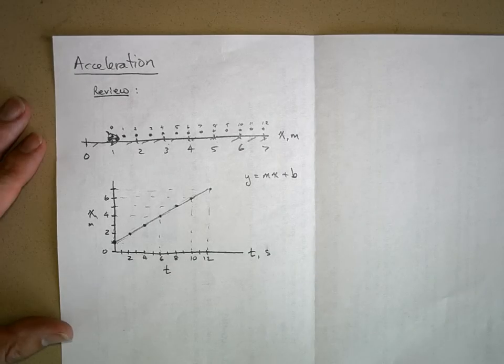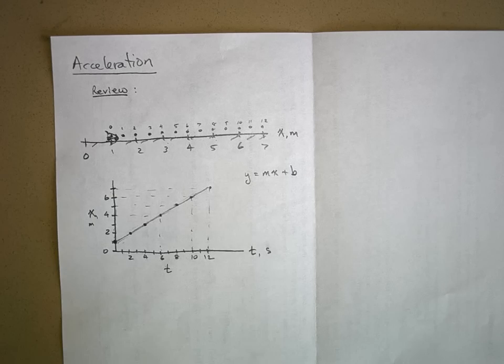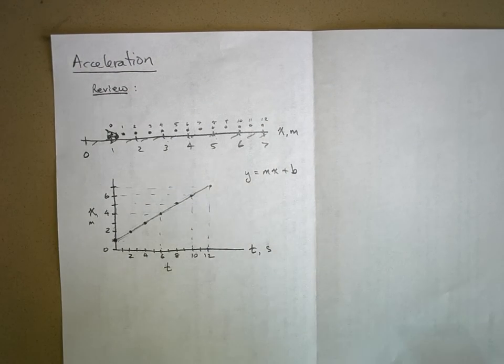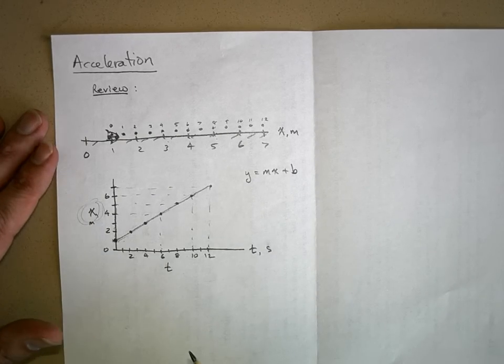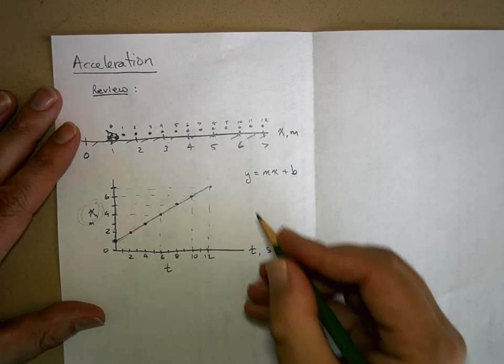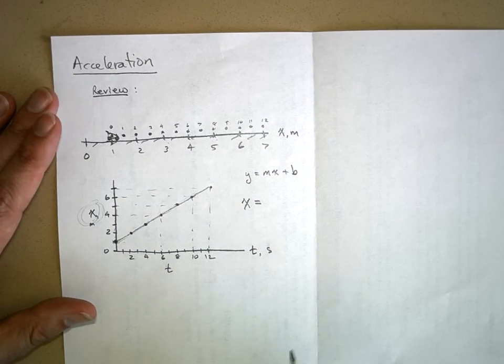I'm going to start off with y equals mx plus b, because that's the straight line equation that everybody's familiar with, right? But remember that in physics, we don't call this the y-axis very often. Sometimes we do, but most of the time it's something else. And in this case, it represents position. And position is represented by x. So I'm going to say x is equal to, now what's the slope here?